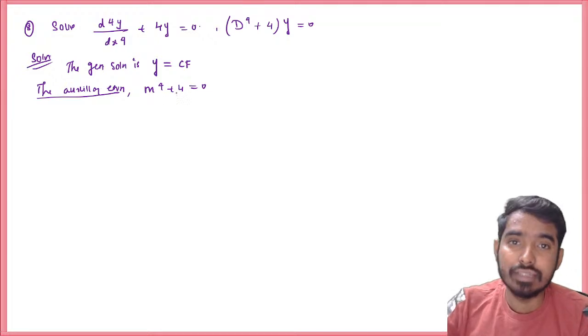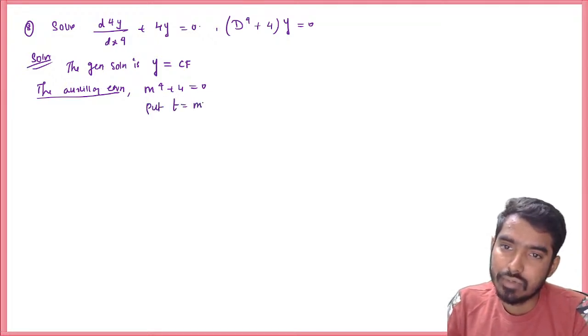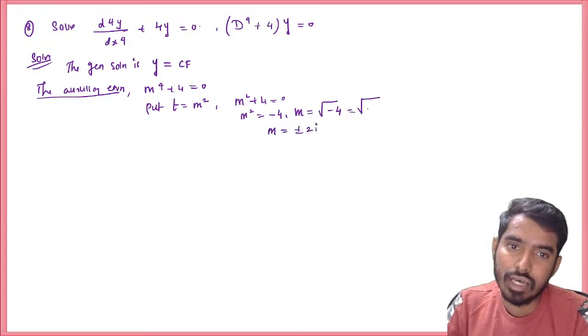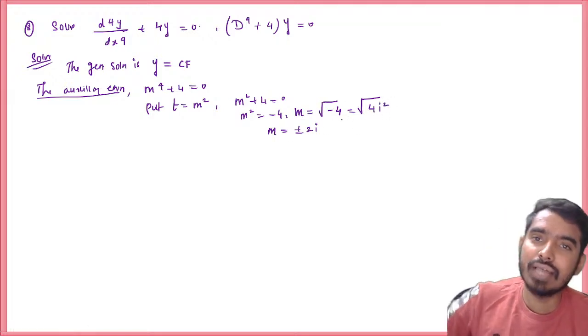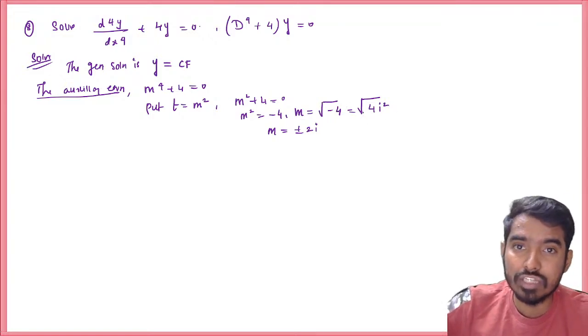Okay. So when we solve this equation, put t is equal to m square. So in that case, this will be m square plus 4 is equal to 0. So m square is equal to minus 4. So m is equal to square root of minus 4. So m is equal to plus or minus 2i, right? This is the same as root of 4i square. I square is minus 1, so if I bring this i square outside, it will be i. Root 4 is plus or minus 2.